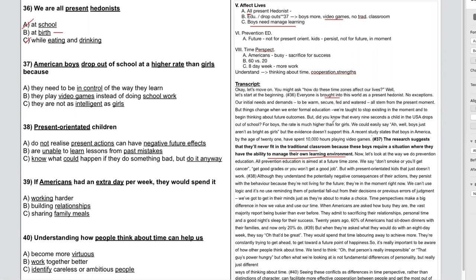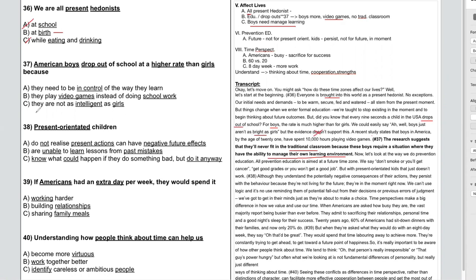And if we look at before that, the speaker does talk about dropouts, which is right here. A classic trick in the IELTS exam is to provide one or two keywords or clues that are not the answer and then the answer. So let's look at this. It says here, dropouts and boys. So we're listening for number 37. And it says, we could easily say, well, boys just aren't as bright as girls. But the evidence doesn't support this.